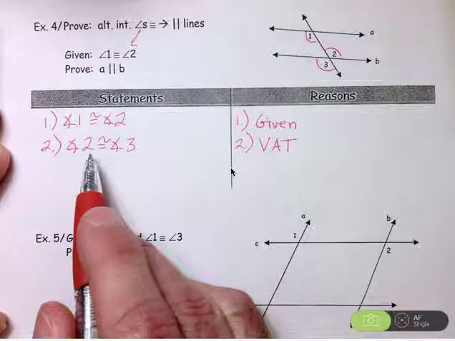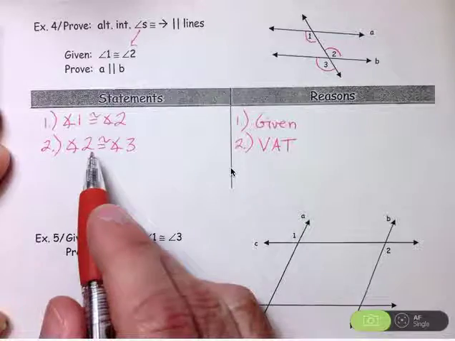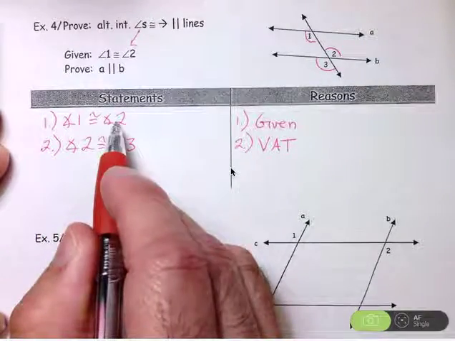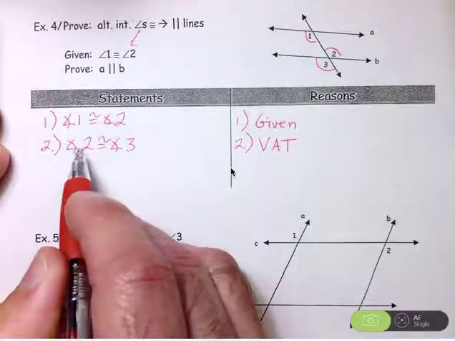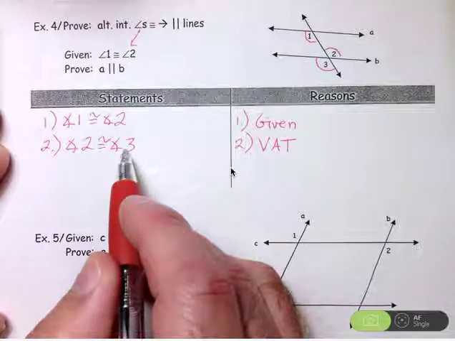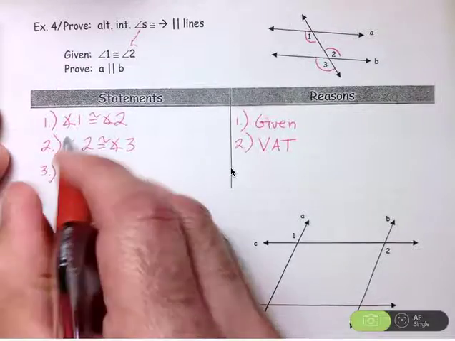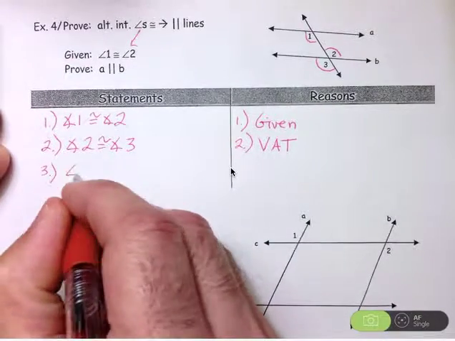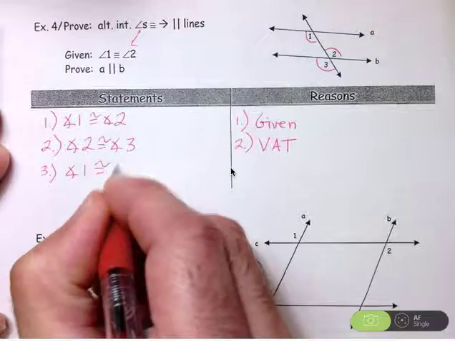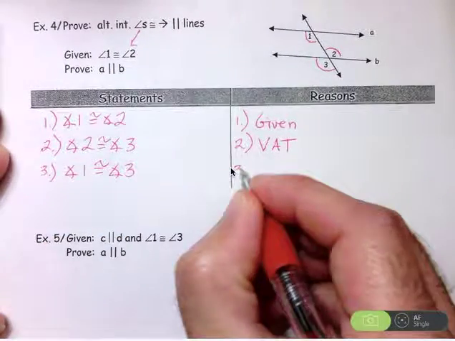So now I have two angle relationships that I can connect together. Angle 1 is congruent to angle 2, but then I also know that starting at angle 2, that's congruent to angle 3. So I can connect these two relationships together and say that angle 1 is congruent straight to angle 3. So that's the transitive property.